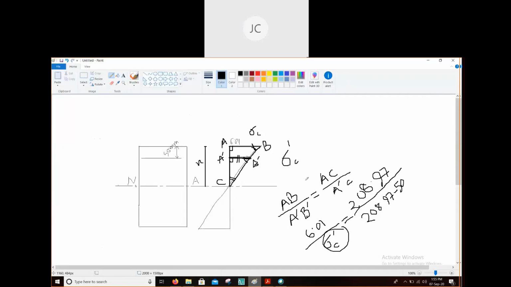Okay, now see this screen. This is our section. At the topmost layer, we have stress sigma C, which we have already calculated. At 50 millimeter from the top, somewhere here, we need to find out the value of sigma. Now you can see two triangles. This is one triangle, the big triangle A, B, C, and there is another triangle A dash, B dash, C. Can you see these two triangles, all of you?